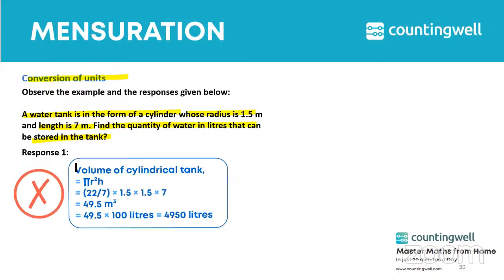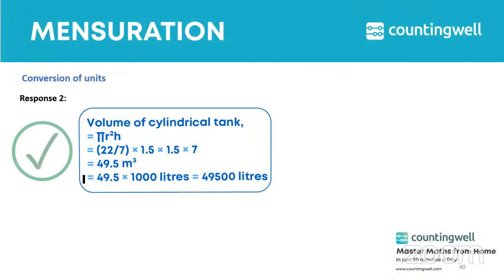So response 1 is the student will find the volume of the cylindrical tank by using the formula pi r square h, and he will convert meter cube into liters as 4950 liters. Let us see the second response. A child does pi r square h by taking the value of pi as 22 by 7 into the radius 1.5 into 1.5 into 7, which is 49.5 meters cube. Converted into liters, the child has 49,500 liters.